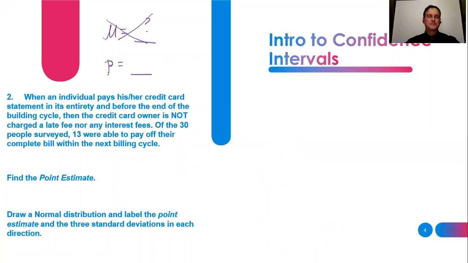Let me read the statement to you. It says, when an individual pays off his or her credit card statement in its entirety and before the end of a billing cycle, then the credit card owner is not charged a late fee nor any interest fees. Of the 30 people who were surveyed on the previous slide, because remember there were 30 data values, 13 were able to pay off their complete bill within the next billing cycle. Find the point estimate.